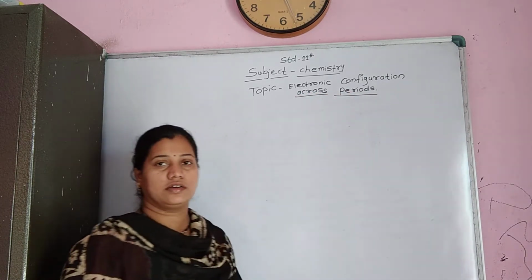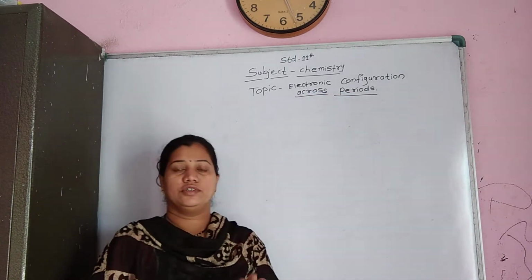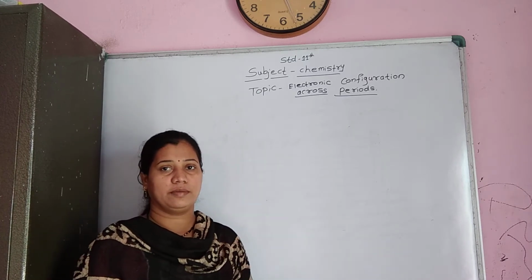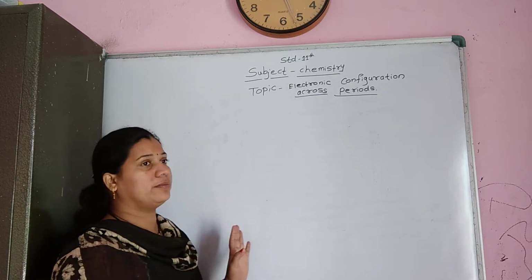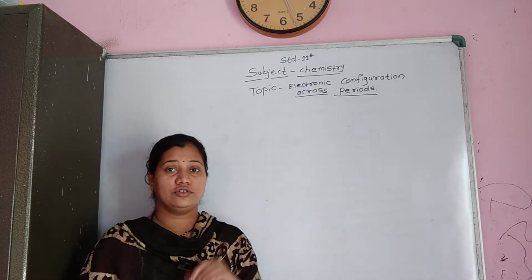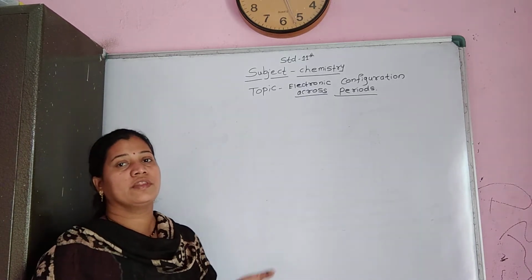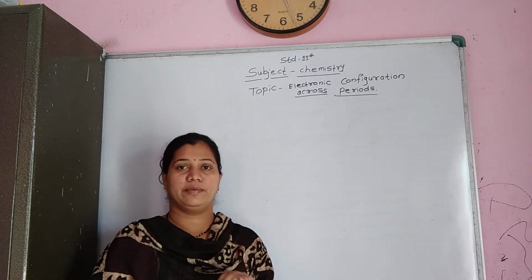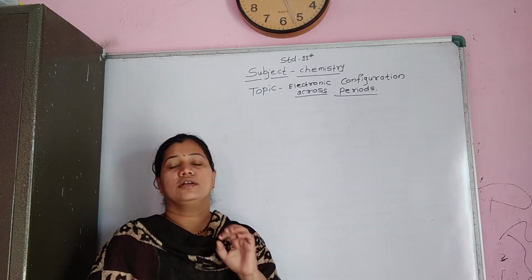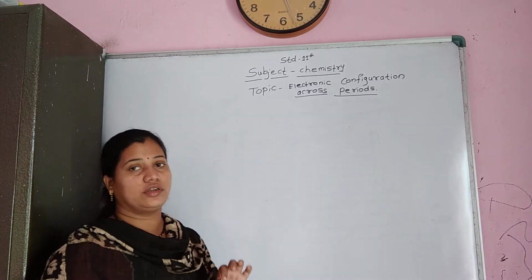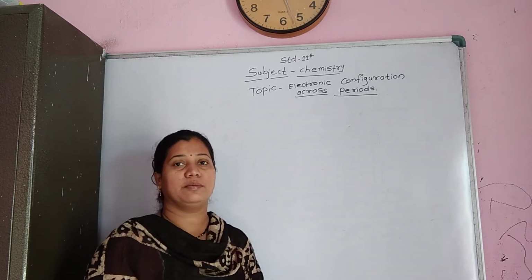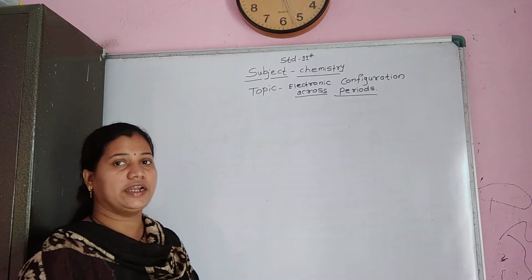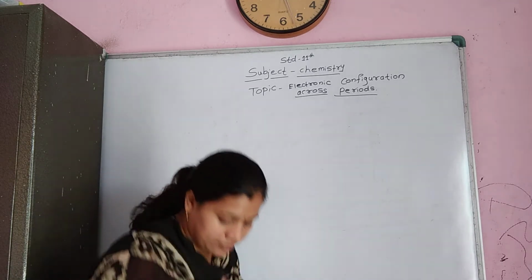In the previous classes, we started the chapter modern periodic table, and we studied the structure of the modern periodic table, then Mendeleev's periodic law, then modern periodic law. In the structure, we learned that the modern periodic table contains a total of 7 periods and 18 groups. The groups are numbered from 1 to 18 and periods are numbered from 1 to 7.